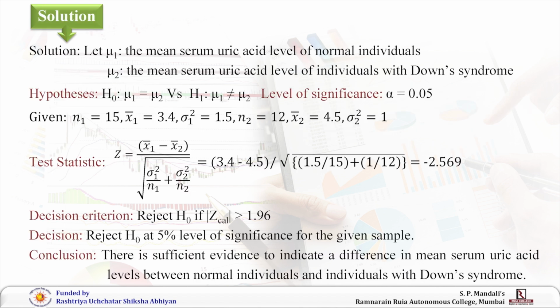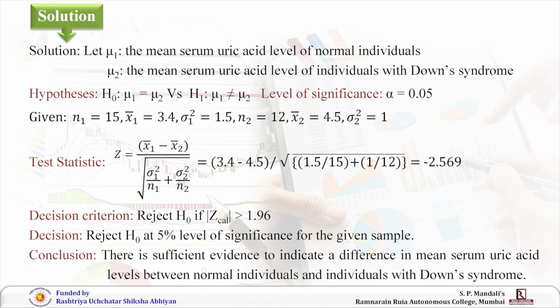Let us define mu1 as the mean serum uric acid level of normal individuals and mu2 as the mean serum uric acid level of individuals with Down syndrome. The hypothesis to be tested is H0: mu1 equal to mu2 against H1: mu1 not equal to mu2 at the level of significance 5%. The data that we know is the sample size of normal individuals is 15, their mean is 3.4 and variance is 1.5, and for individuals with Down syndrome the values are 12, 4.5 and 1.